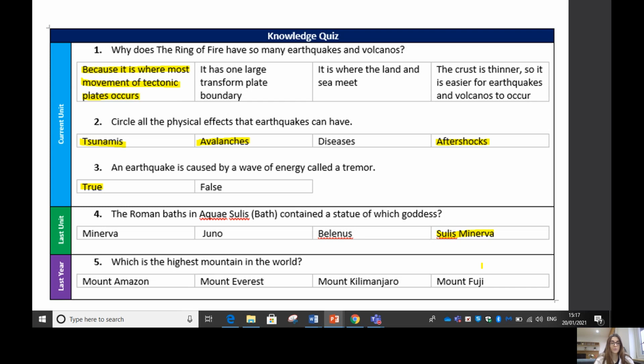Question 5 from your geography unit last year. Which is the highest mountain in the world? You have Mount Amazon, Mount Everest, Mount Kilimanjaro, or Mount Fuji. Pause me now.